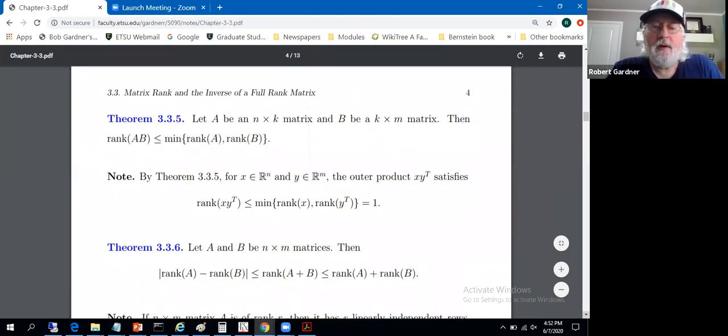A couple more results. Theorem 3.3.5 says, let A be an n by k matrix and B be a k by m matrix. Notice the dimensions. I bet we're going to multiply them together. The claim is the rank of the product is less than or equal to the minimum of the rank of A and the rank of B.